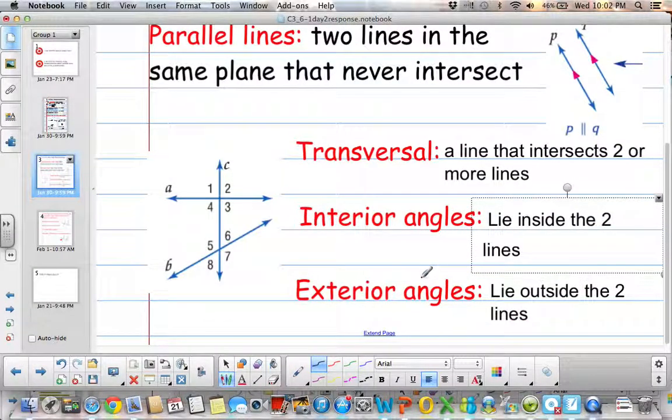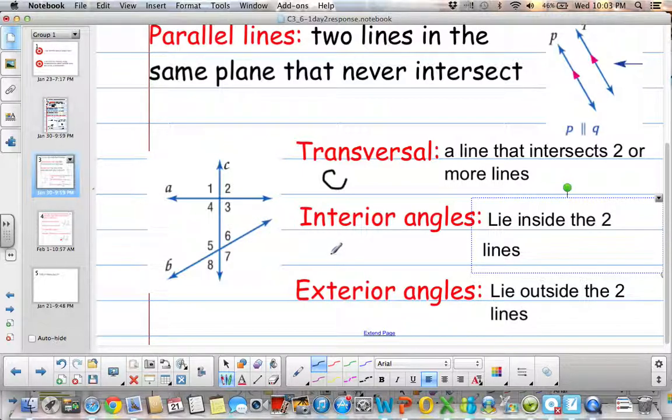Okay? A transversal is a line that intersects two or more lines. If we are looking at this diagram right here, we can see that C intersects with A and B. So our transversal line is C because it's intersecting with A and B.